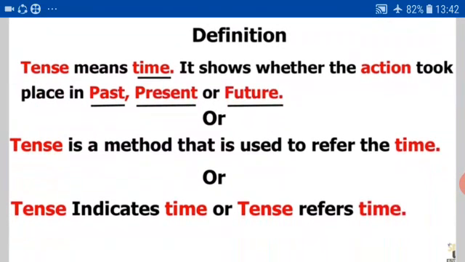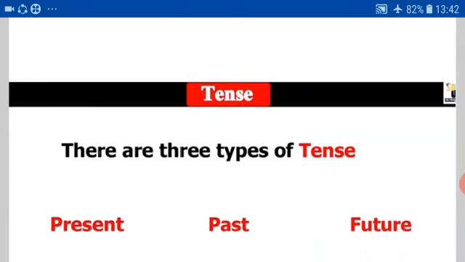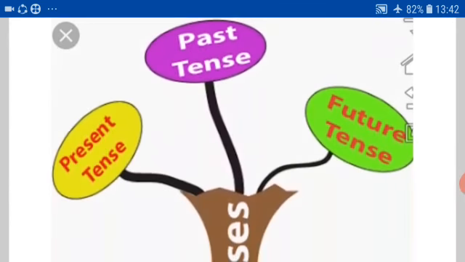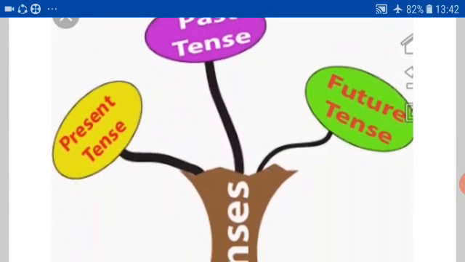Overall, we can learn that tense indicates time. Students, we have knowledge that there are three types of tenses: present, past or future. You can get knowledge with this diagram of tenses: present tense, past tense and future tense.